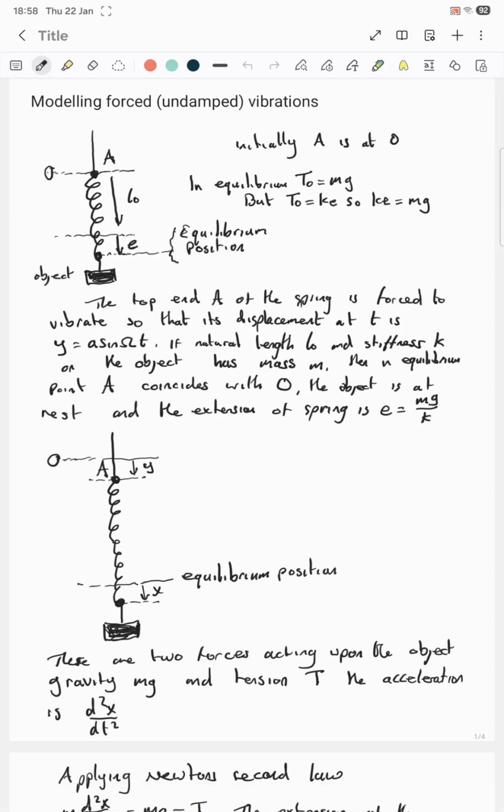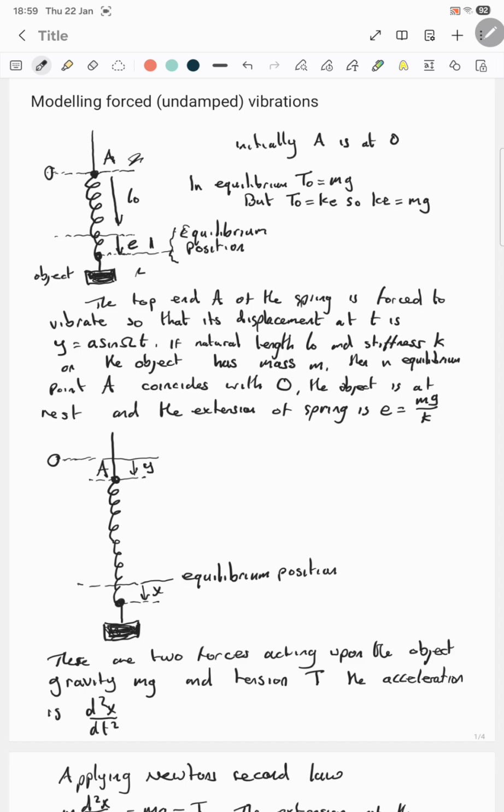Now this is modelling forced undamped vibrations. Initially A is at 0, given here. In equilibrium, T of 0 equals mg, but T of 0 equals ke, so ke equals mg. e is here, our extension from our equilibrium position, and the object is here.